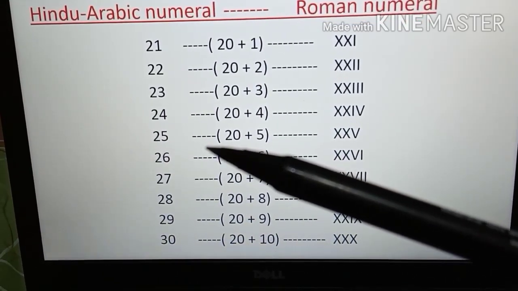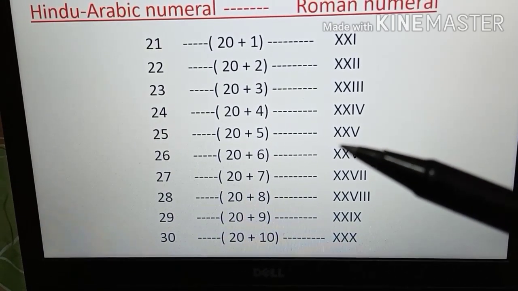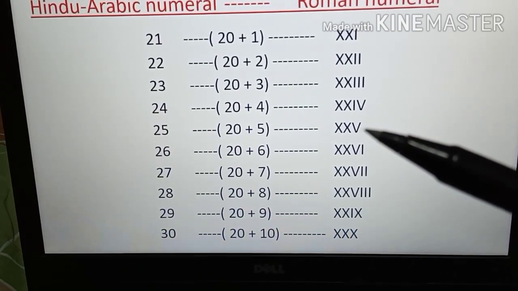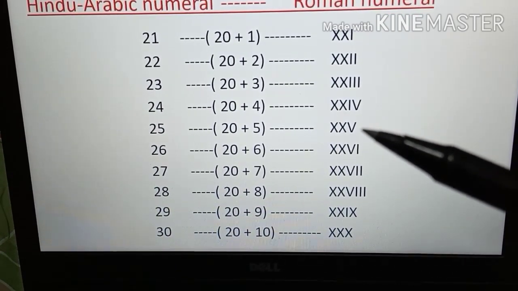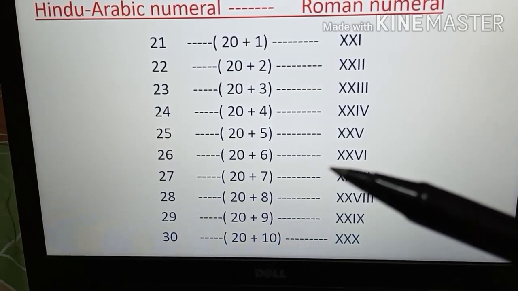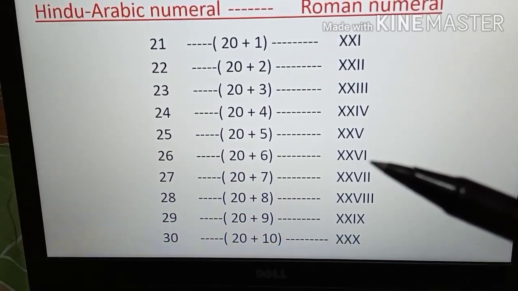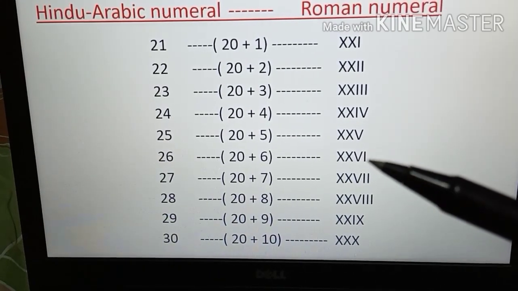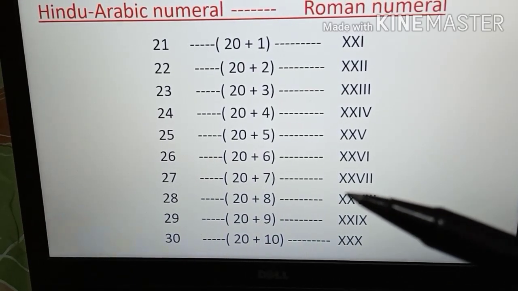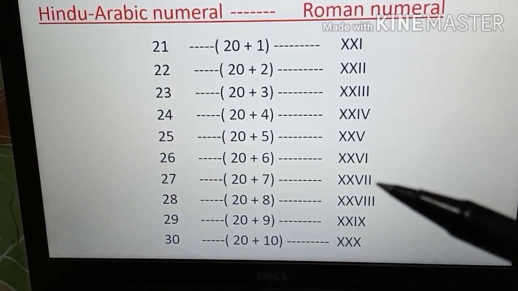Now we come to number 25, that is 20 plus 5. So for 25 it is XX, that is 20, and for 5 it is capital V. XXV represents 25. Now 26, that is 20 plus 6. So 20 is your XX and 6 is your VI, 5 plus 1, 6, 26. Now 27, 20 plus 7. For 20 you write XX and for 7 VII, that is 27.